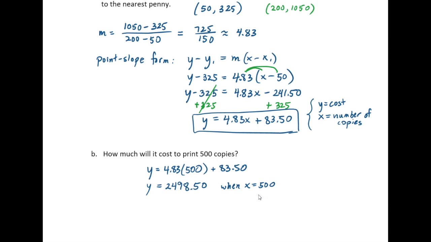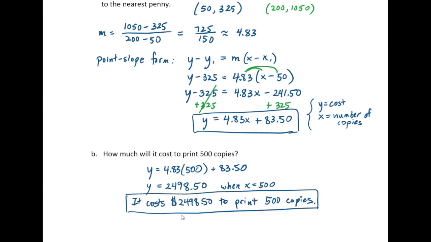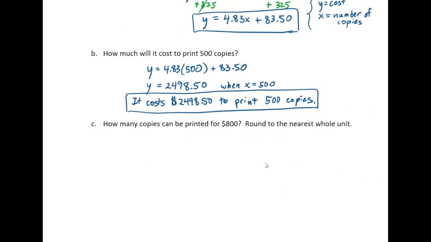And for an application, we should write our answer in words and include units. So it costs $2,498.50 to print 500 copies. Remember that we can also use this model to plug in a value for y, which would be a cost, and determine x, the number of copies we can print for that cost. For example, here we're asked how many copies can be printed for $800. So we'll substitute a value of 800 for y and solve for x.